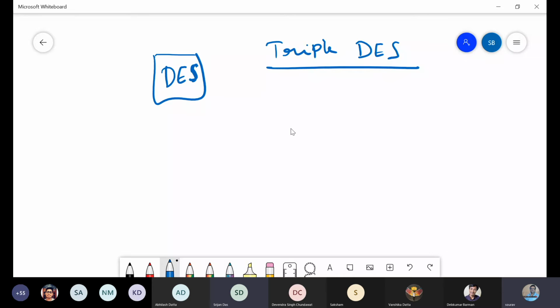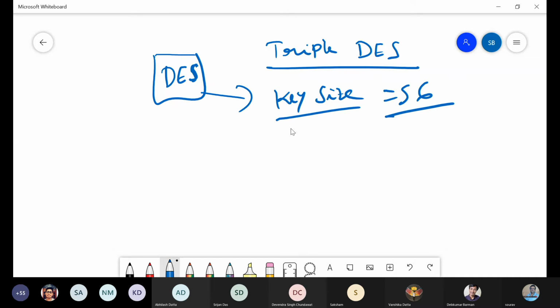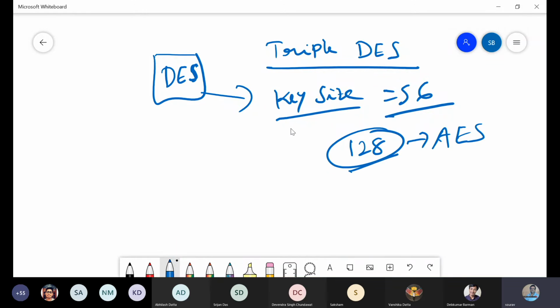The key space is reduced by increasing the number of processors. Yeah, so the problem is with the key size. DES's key size was very small, 56 bits. If it is more than 56 bits, for example, if we have a block cipher whose key size is 128 bits, like AES, then we are safe in the sense of exhaustive search.